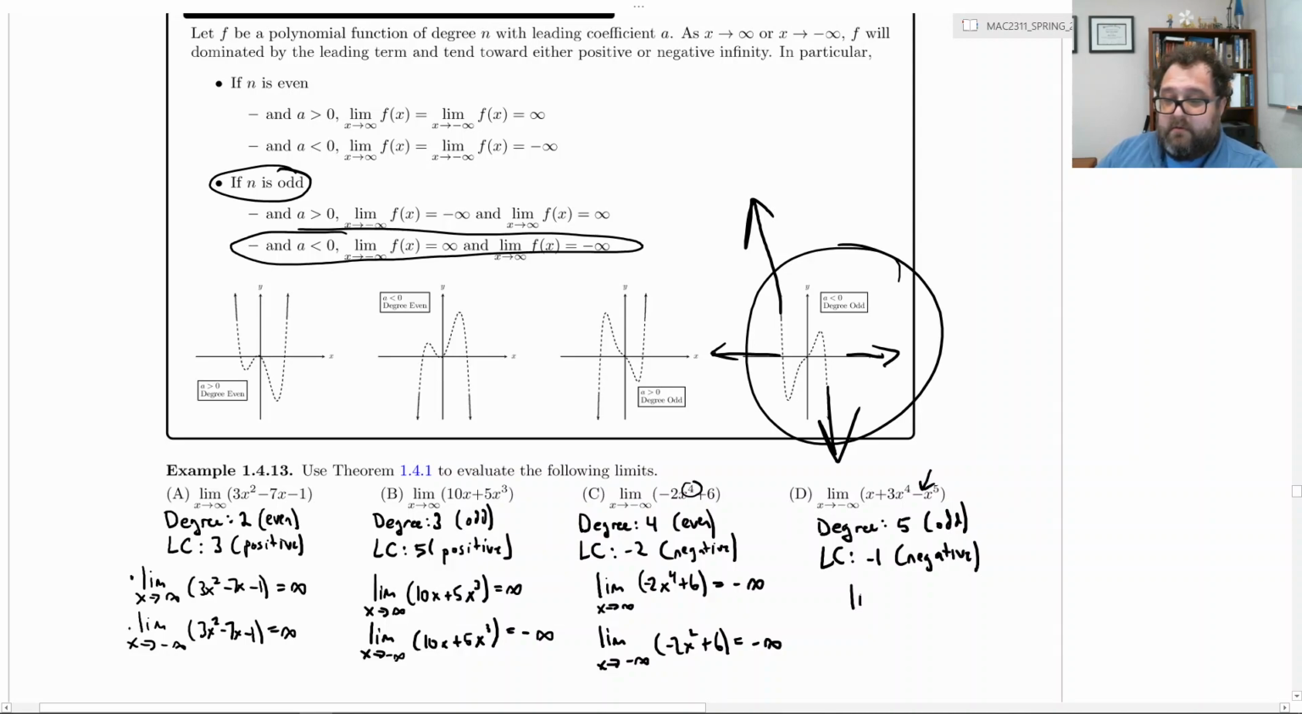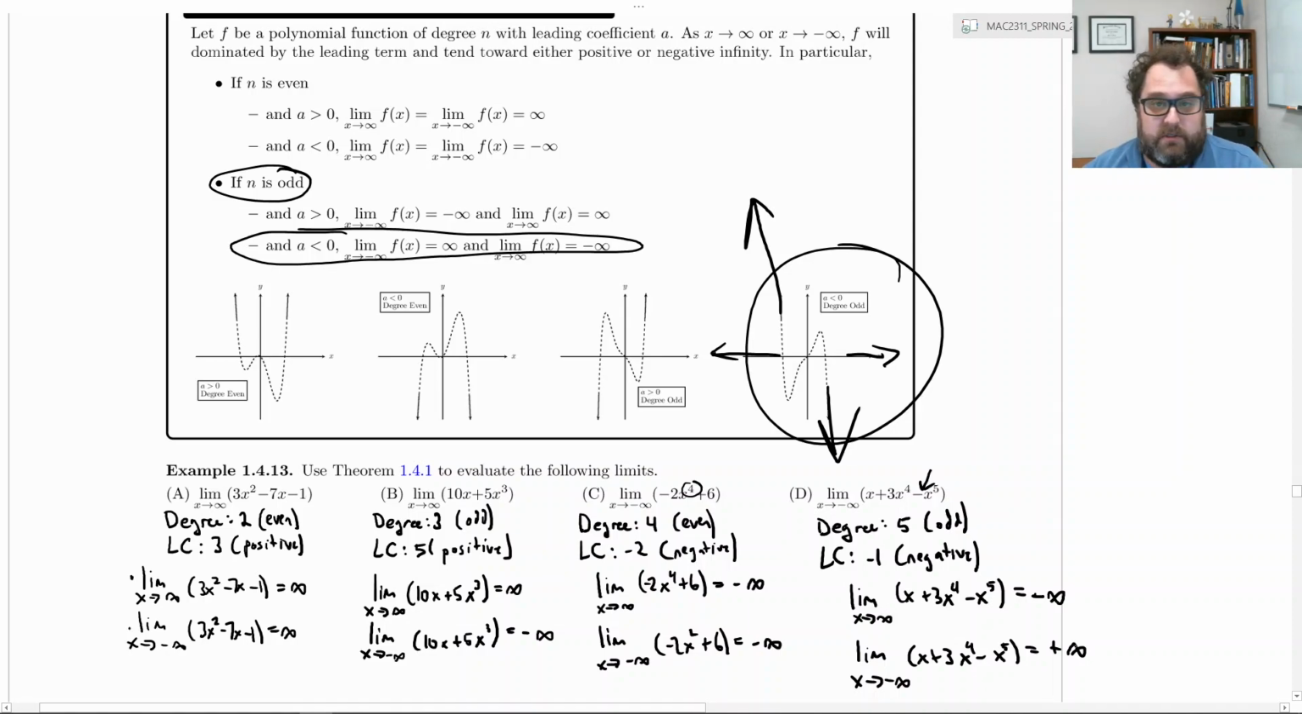The limit as x approaches infinity of x plus 3x to the fourth minus x to the fifth is equal to negative infinity. And then the limit as x approaches negative infinity of x plus 3x to the fourth minus, not 5x, that would change the answer a lot, minus x to the fifth equals positive infinity. Again, this video should be largely review. Like, you should know this information already. We're just couching it in terms of limits.